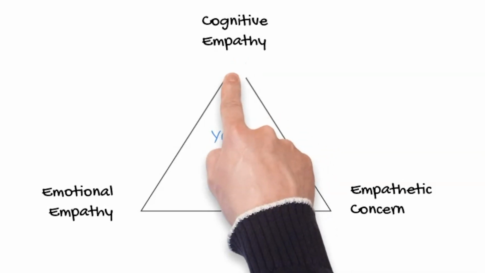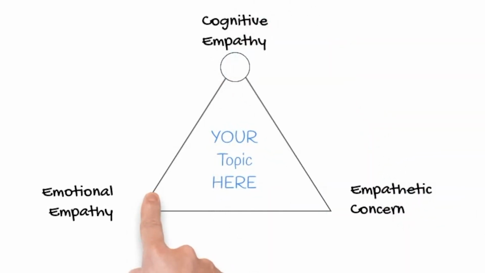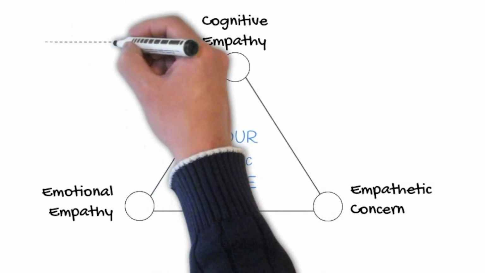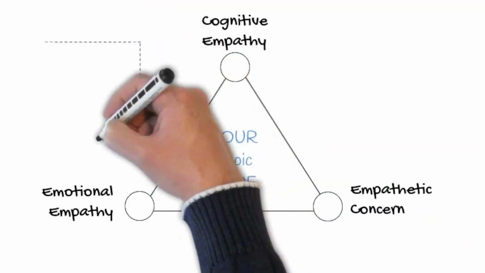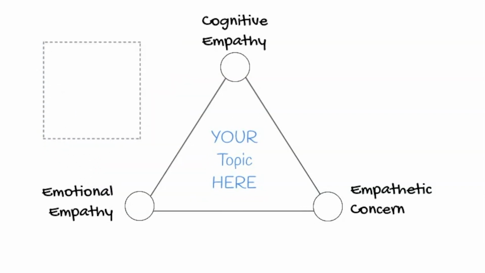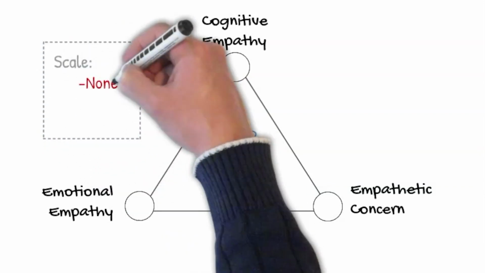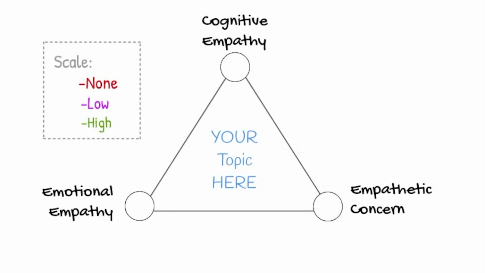Now put a little circle at each point, and for each of these 3, you're going to rate your level of empathy. We're going to keep this very simple and use a simple 3-point scale. You might want to expand this and do a rating of 1 to 10, but I find sometimes those things can get too complicated and stop you from finishing this. So for now, we'll go with a rating of none, low, or high.